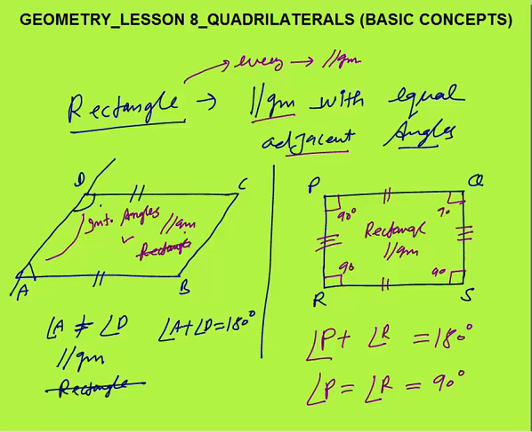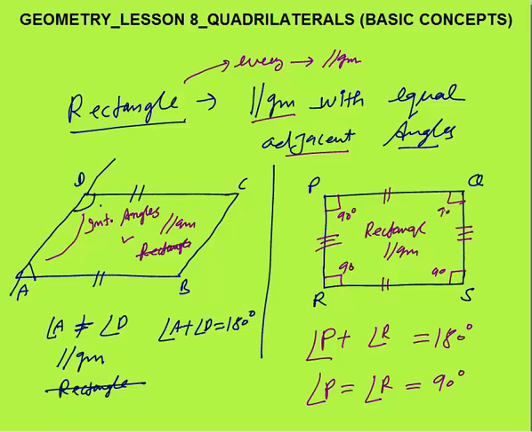So a rectangle is a parallelogram with equal adjacent angles. All other properties are the same. The diagonals bisect each other, everything will be true, because a rectangle will show every property of a parallelogram. Opposite angles are equal, diagonals bisect each other.